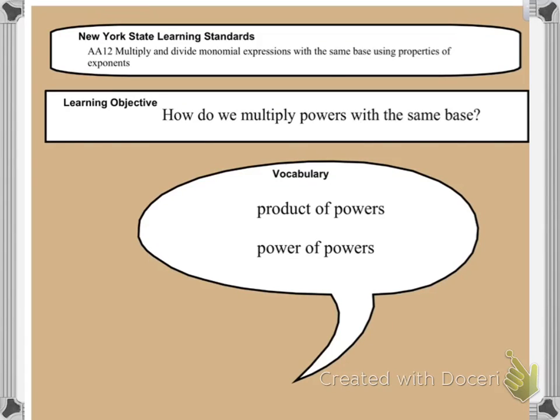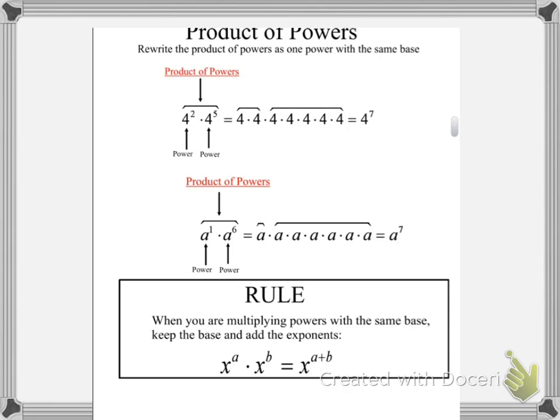Okay, today we're going to talk about multiplying and dividing monomial expressions with the same base using properties of exponents. So we're really going to focus on developing the properties of exponents. Our learning objective is how do we multiply powers that have the same base. Our vocabulary is product of powers and power of powers, and we'll go over each one of those.